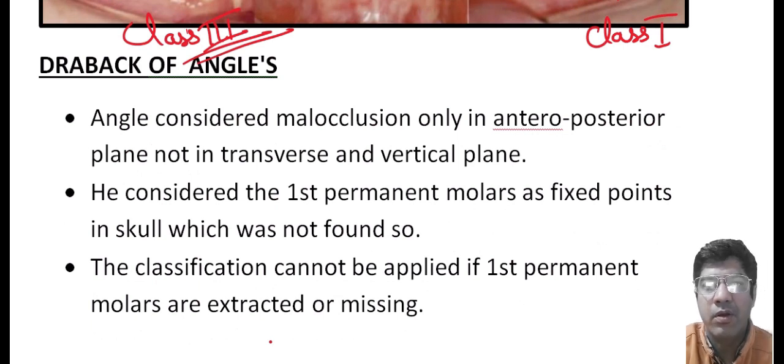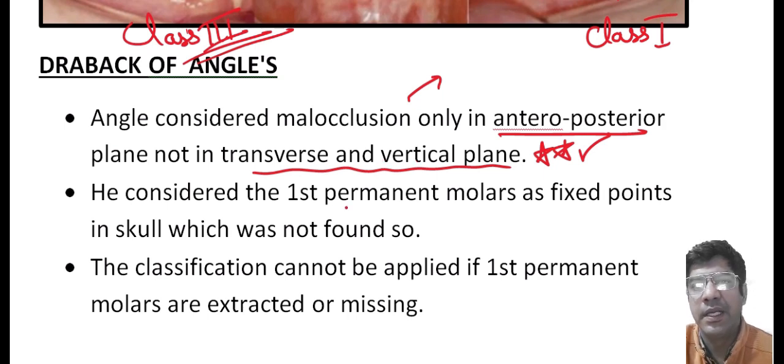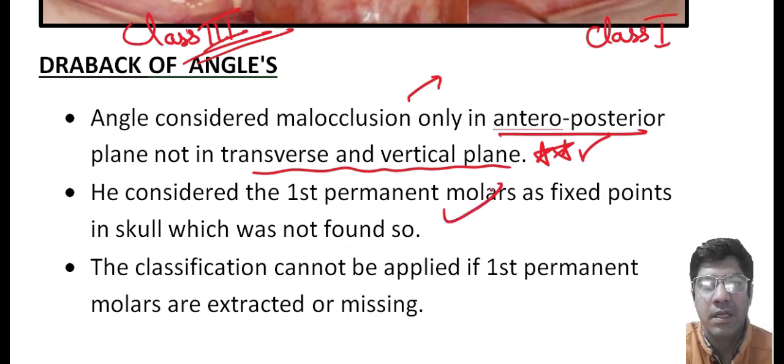Now, what are the drawbacks of angle classification? Angle considered the malocclusion only in the anterior-posterior plane and not in the transverse or the vertical plane. He considered the first permanent molars as a fixed point in the skull, which is not entirely accurate because these teeth are not rigid or fixed entities. The third is that the classification does not work well when the first permanent molars are missing or extracted.